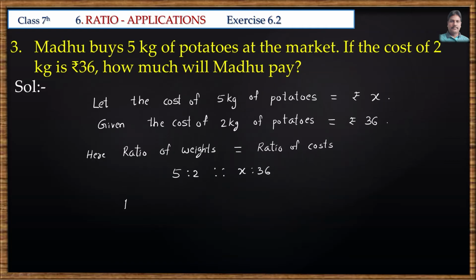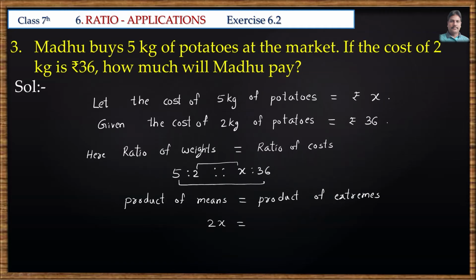We know that the product of means is equal to the product of extremes. What are the means here? 2 and x. So 2 into x becomes 2x is equal to, what are extremes? 5 and 36. This will become 5 into 36. 2x is equal to 5 into 36.